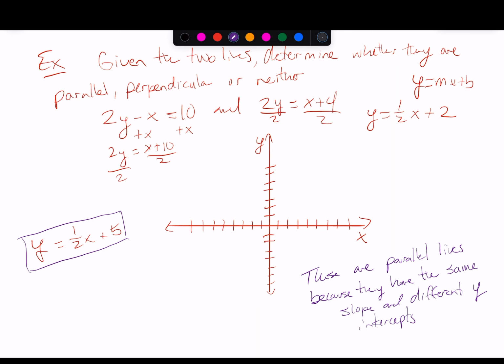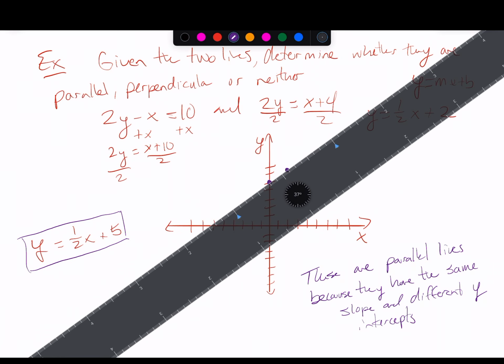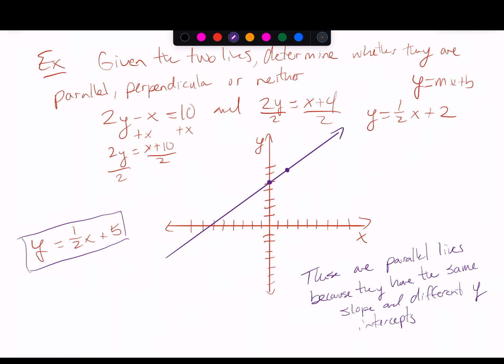0, 1, 2, 3, 4, 5. And then I'm going to choose a relatively easy value for a second point, x equals 2, because 2 divided by 2 is 1. So when x is equal to 2, y is 1 plus 5, or 6. That's roughly where that is. And then I'll take my handy ruler and try and get those as closely lined up as I can. Make the ruler disappear. Continue those arrows infinitely.